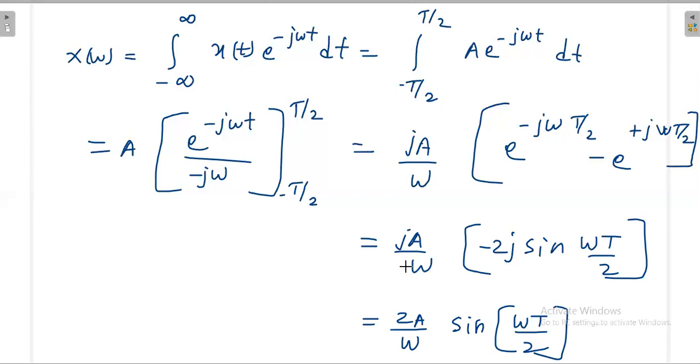We can simplify this further. We'll take this result and try to simplify it further. X of omega is equal to 2A divided by omega sine omega T divided by 2.